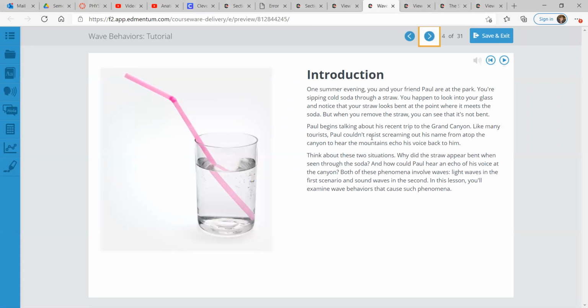Paul begins talking about his recent trip to the Grand Canyon. Like many tourists, Paul couldn't resist screaming out his name from atop the canyon to hear the mountains echo his voice back to him.